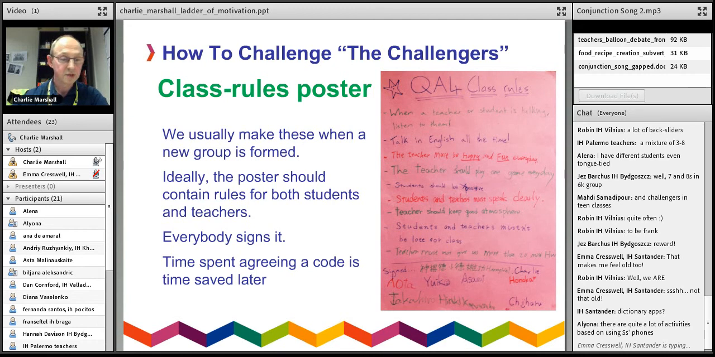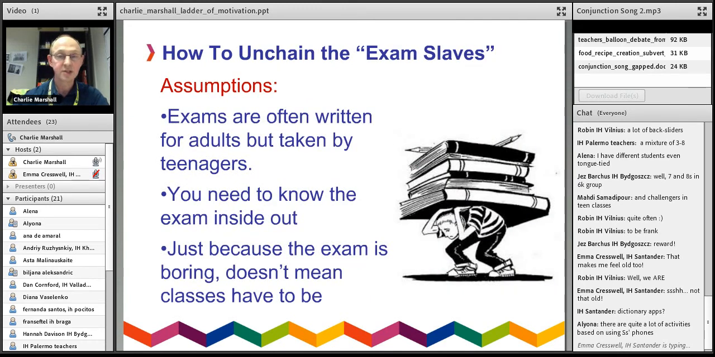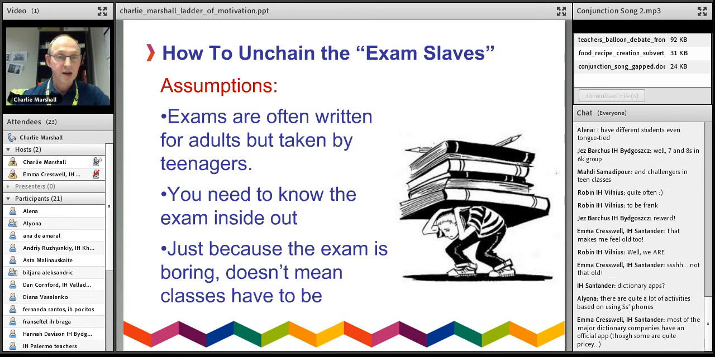Okay, so that's about the challenges. Let's go on to talk about the exam slaves. Now, if you're teaching exams, you're probably teaching exams that were written for adults. Unfortunately, these exams are then taken by teenagers. And there's this mismatch all the time.